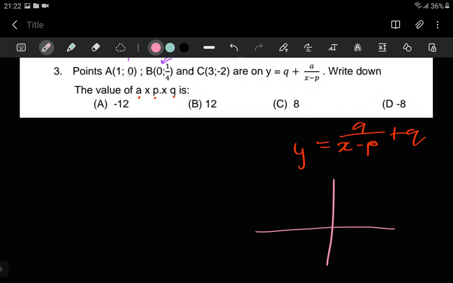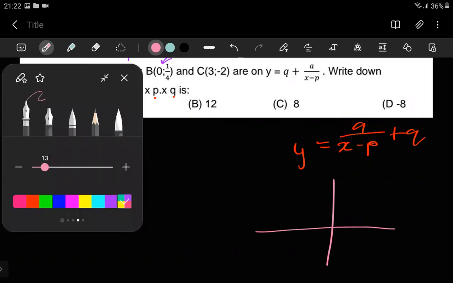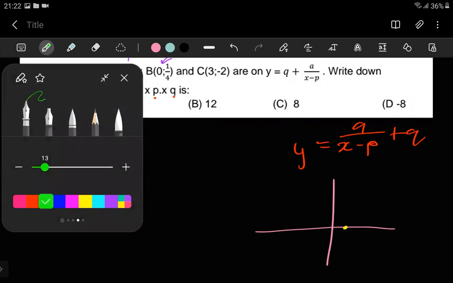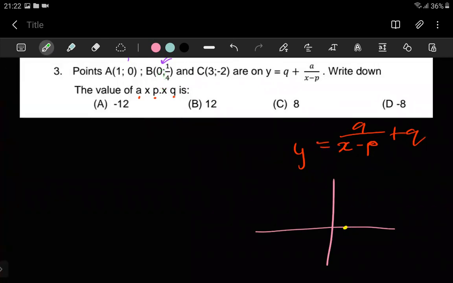So let's just see what these coordinates will give us. This is 1 coordinate 0. So x value is 1, y value is 0. So that's somewhere there. And then this one here, B, x value is 0, y is a quarter. That's somewhere there. And this one, x value is 3, y value is negative 2. So that's somewhere there.